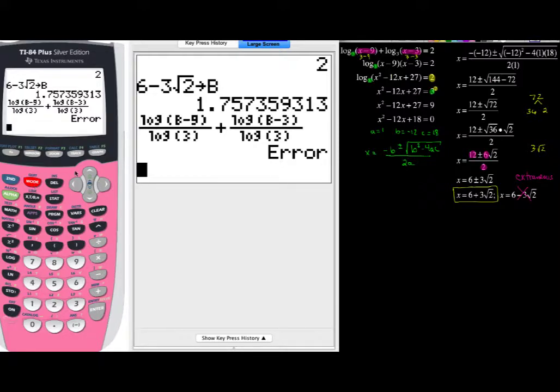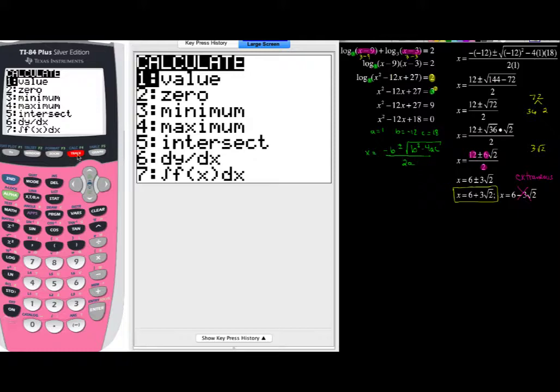Now I could also use the feature that many of you are very familiar with. If you go into second trace, we see these options: value, 0, min, max, intersect, dy/dx, integral of f of x dx. You've probably used the 0 feature quite a bit in your math careers using your graphing calculator, but what I want to do is introduce you, if you don't already know, to this value feature.